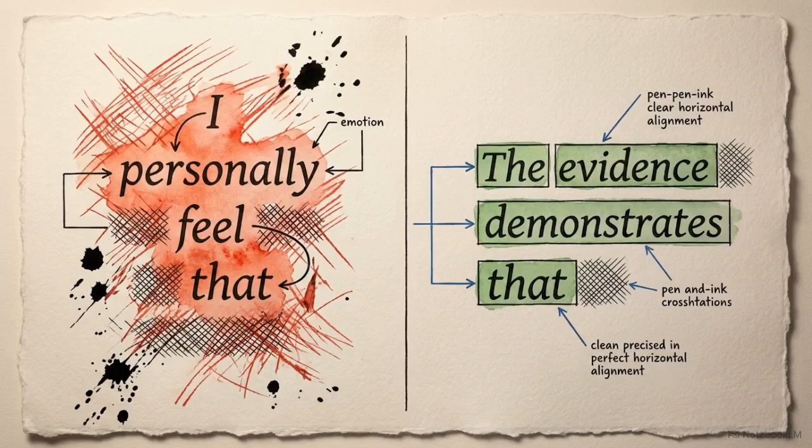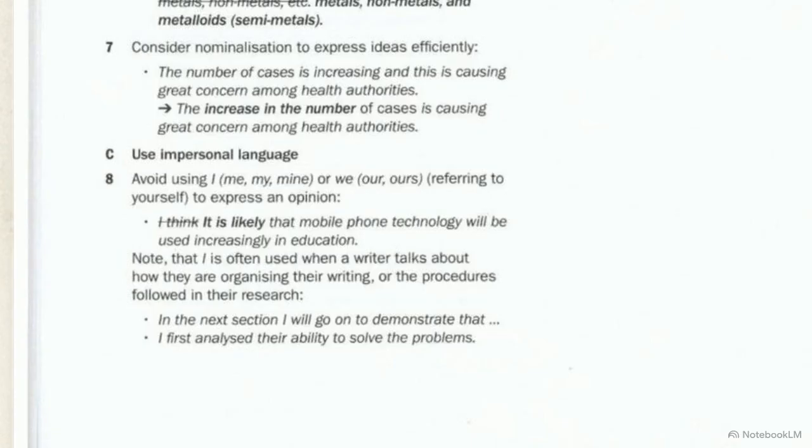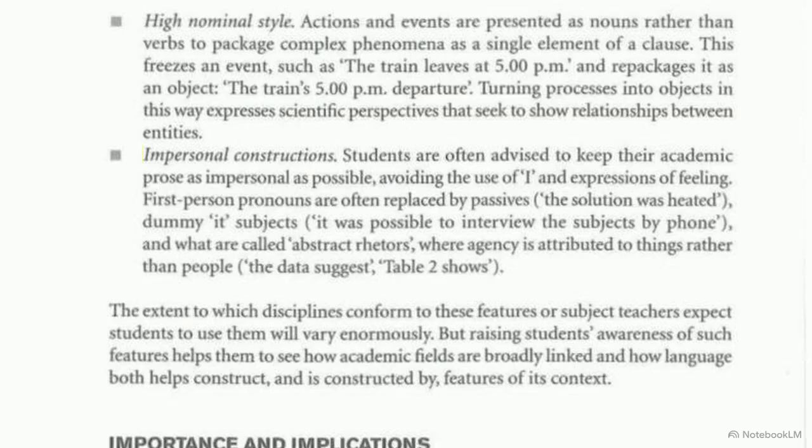Step 3 is a significant adjustment, moving from a subjective, personal voice to an impersonal, academic one. This starts with your pronouns. Section C, point 8 of the guide is direct. Avoid using I or we to express an opinion. Instead, we use what the literature calls impersonal constructions. The goal is to keep the focus strictly on the research rather than the researcher.